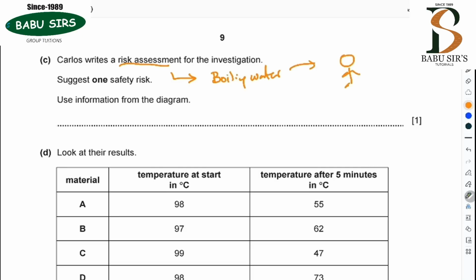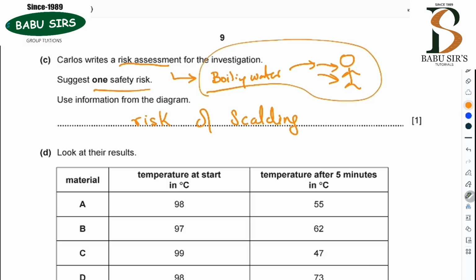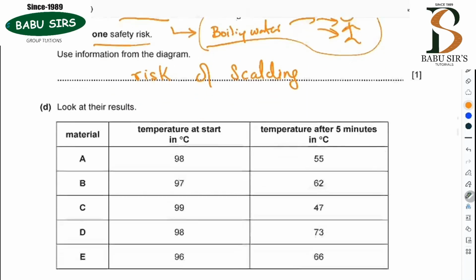Like if you are standing here, if it falls on you anywhere, then that is the only risk. So that you can call it a risk of scalding. Scalding means this process is called the risk of scalding, boiling water falling on you. So that is the only risk which might happen.